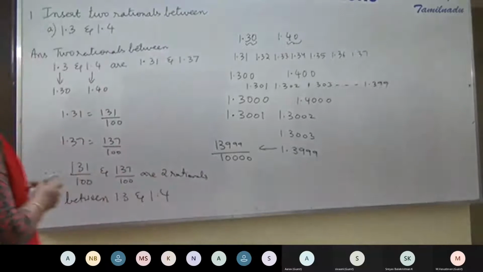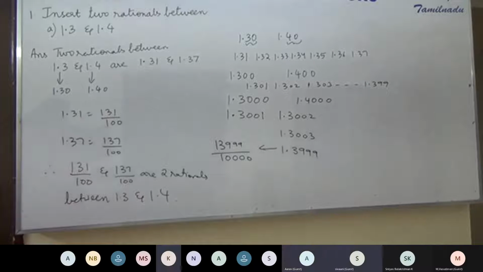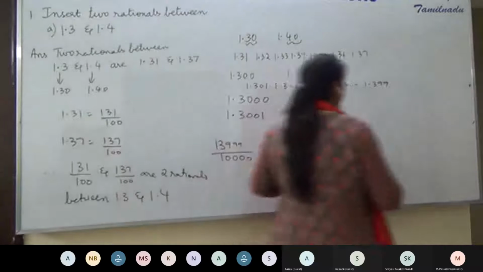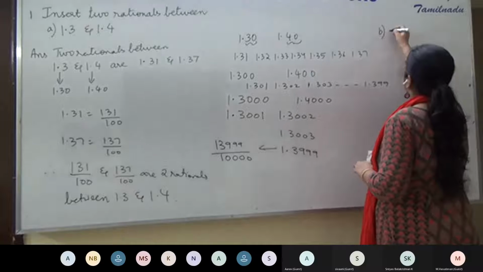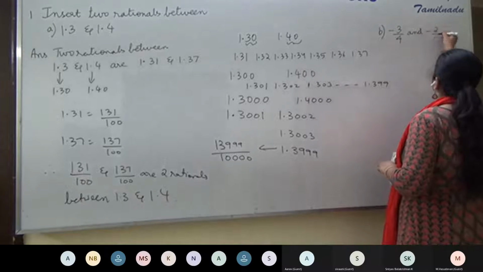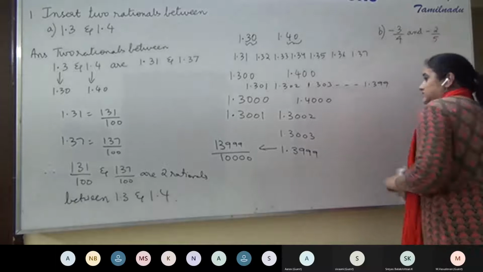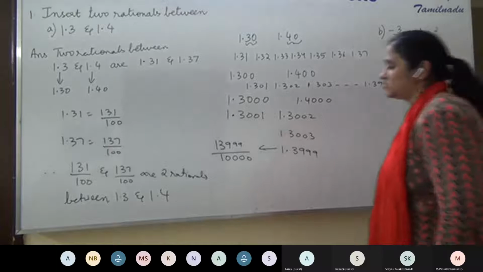Okay, I hope you've completed. Can I clear the board? Yes, ma'am. Ma'am, one minute. Okay, let me write the next question here. Same heading. Insert two rationals between minus 3 by 4 and minus 2 by 5.